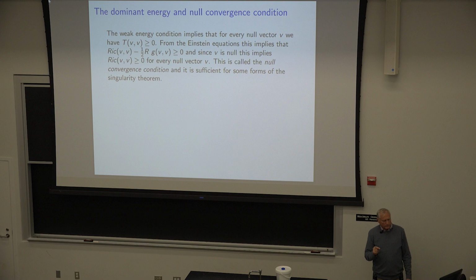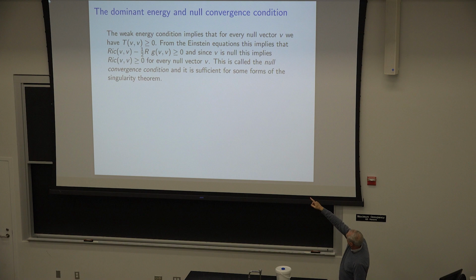And then from the Einstein equations, that would imply the left-hand side. The T(V,V) is equal to the left-hand side, which would be Ricci minus 1/2 R g. On the other hand, V is null, so g(V,V) is zero. So that implies that Ricci(V,V) is non-negative for every null vector. So that's called the null convergence condition.